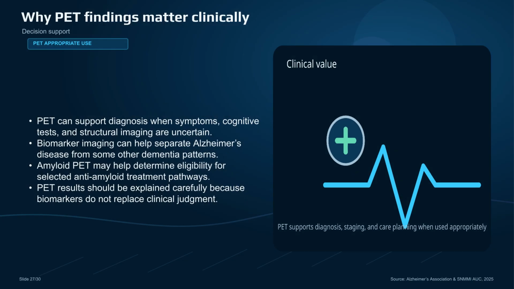PET findings support diagnoses when symptoms and imaging are uncertain, helping differentiate Alzheimer's from other dementias. Amyloid PET can determine eligibility for anti-amyloid treatments, but biomarkers must complement clinical judgment.